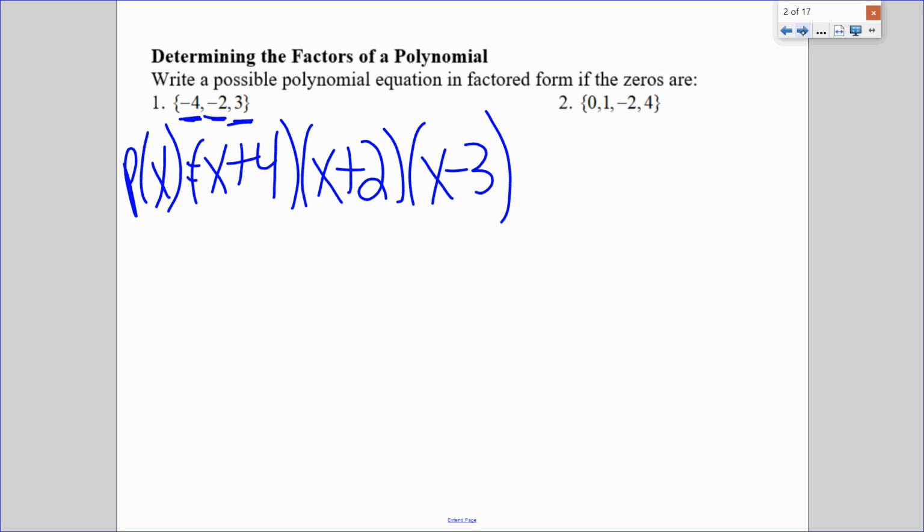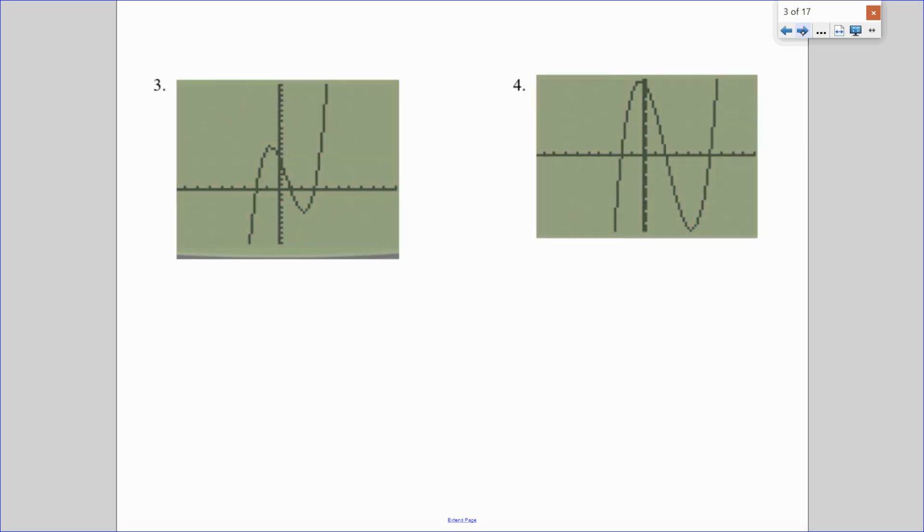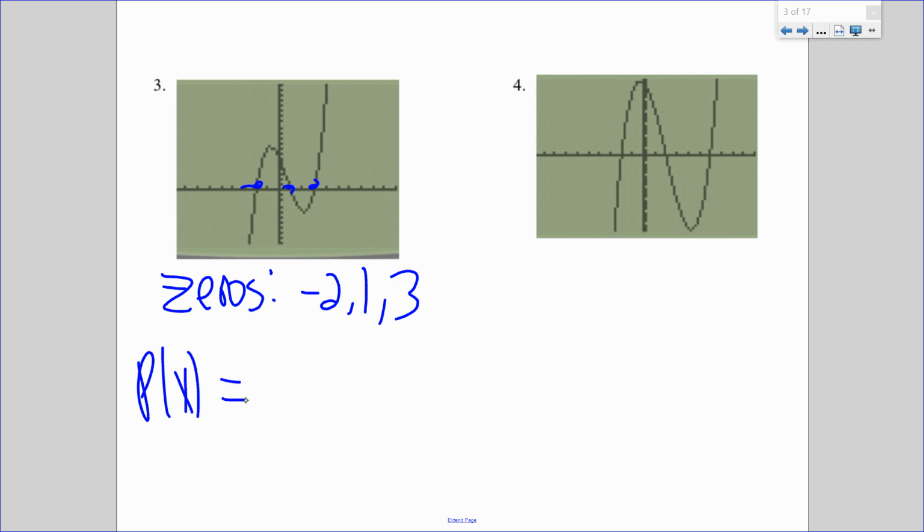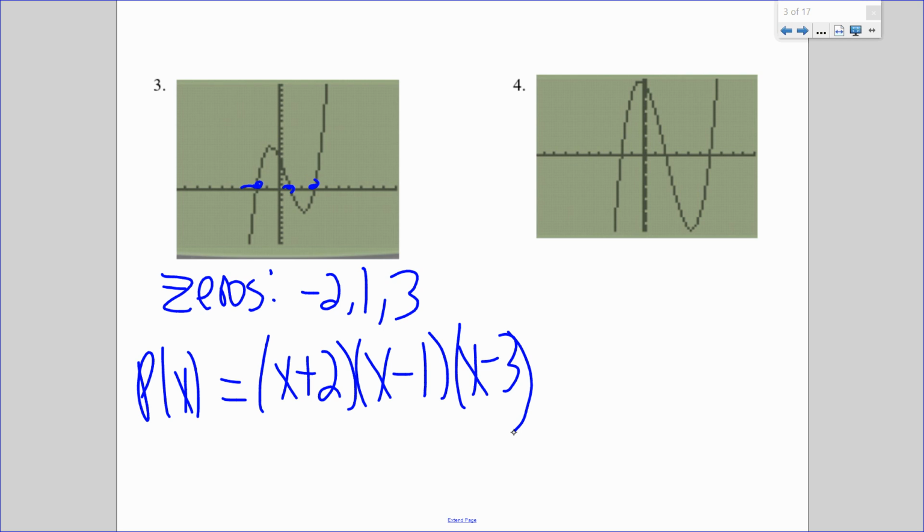If they give you a graph, it's the same thing. We're just going to identify the zeros. In this case, the zeros are -2, 1, and 3. So p of x equals -2 gives me a factor of x plus 2. +1 gives me a factor of x minus 1. +3 gives me a factor of x minus 3.